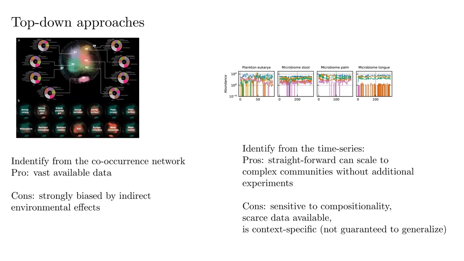One, if you try to do it from the co-occurrence network, this would be highly biased by indirect environmental effects. If the environment is different, species co-occur differently. This would be a big issue here. If you try to do it from the time series, one of the things that you find is that the parameters are very condition specific. You could find a good interaction matrix for one time series, but if you slightly change it, you find another one, and they don't generalize between time series.